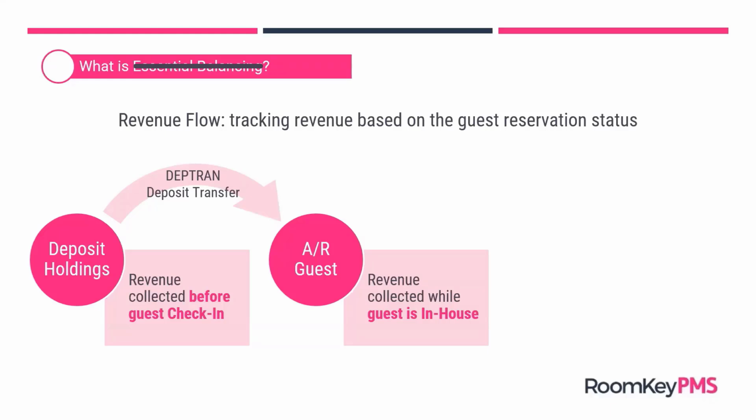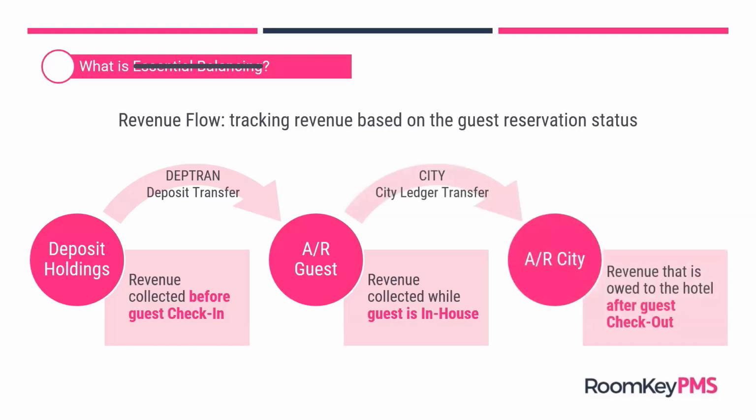Now, for guests that are already in-house but are not paying for their own room and tax charges, those charges may be transferred to a city account on behalf of the organization or company that the guest is traveling with. This process may also be called direct bill. This is where guest room charges are owed after the guest has checked out. So we use a code called the City Ledger Transfer to transfer those charges to the AR City account. And that's where we can hold revenue owed to the hotel after the guest has checked out.